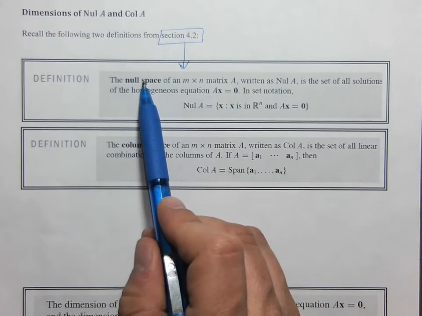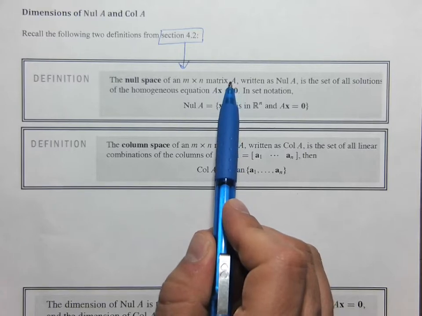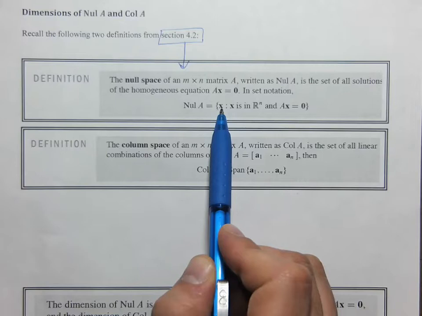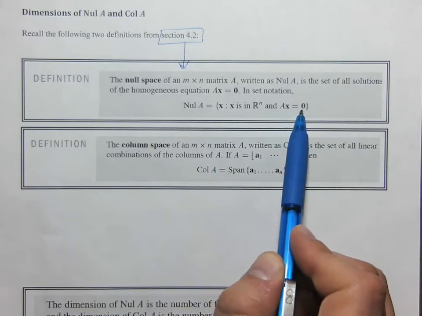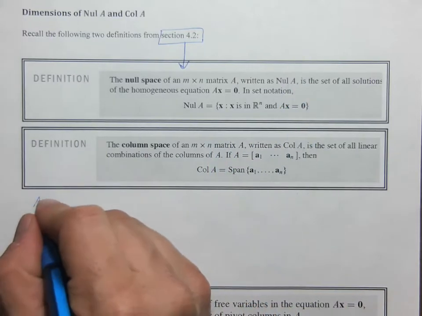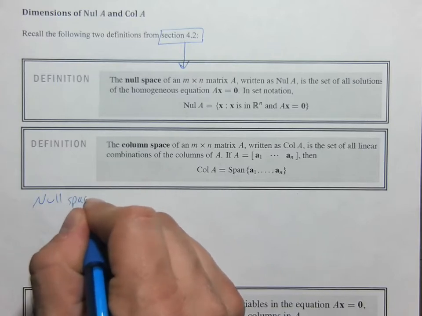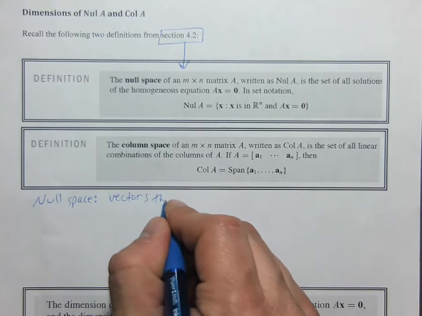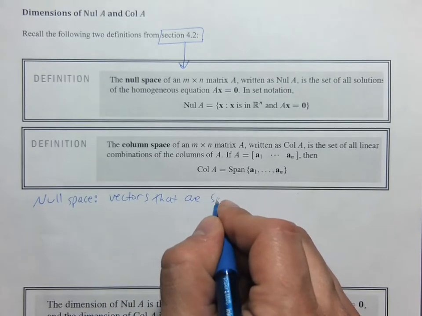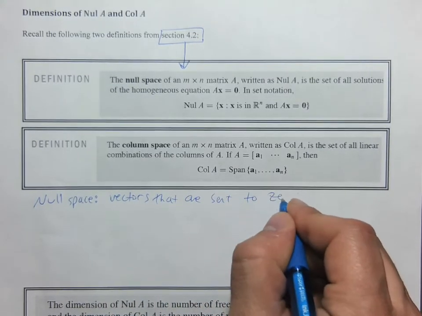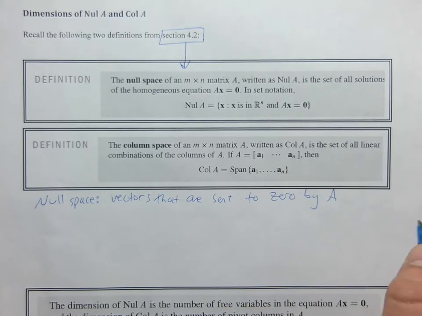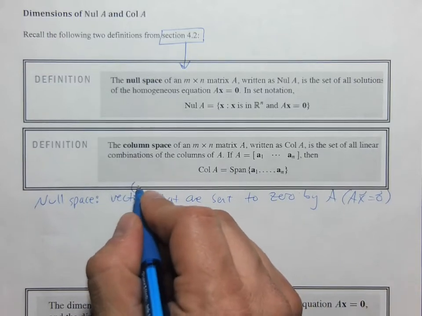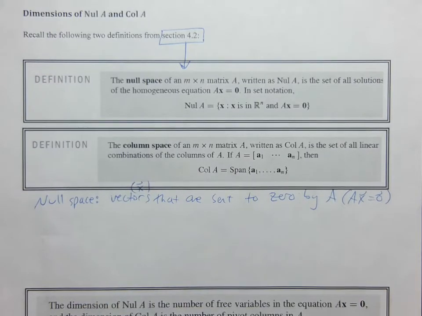So the null space of a specific matrix is the collection of all x's that when you multiply it by the matrix, you get sent to the 0 vector, right? And so you might want to just add that down here if you're not clear about what the null space is. The null space is the vectors that are sent to 0 by A, right? So like AX equals 0. So the vectors X that get sent to 0.